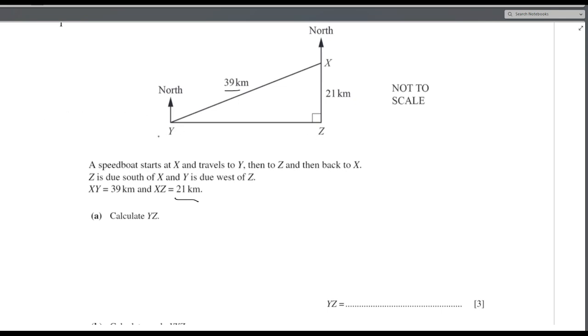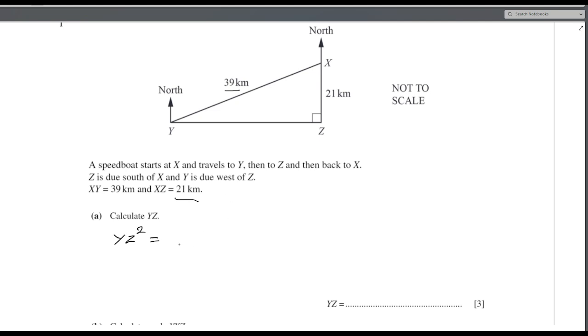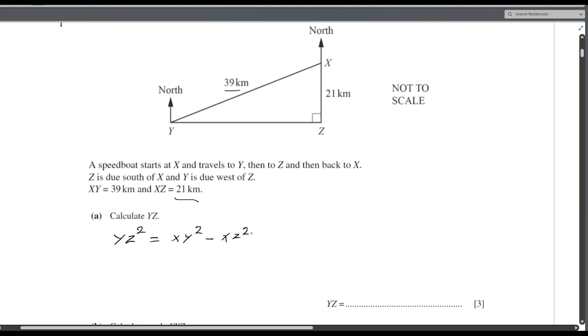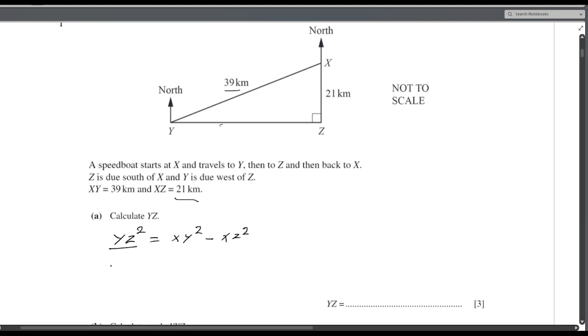To calculate YZ, we can use Pythagoras theorem. According to Pythagoras theorem, YZ squared will be equal to XY squared minus XZ squared. Generally we write Pythagoras theorem as the square of the hypotenuse is equal to the sum of squares of the other two sides. So I have rearranged that formula to make YZ the subject. So YZ squared is this, and therefore YZ.